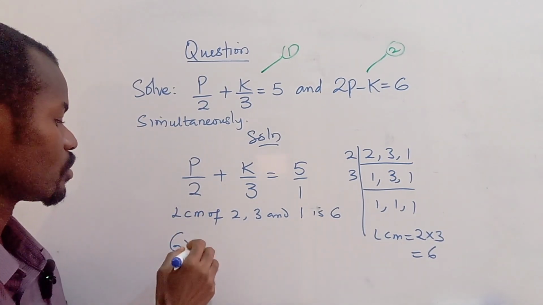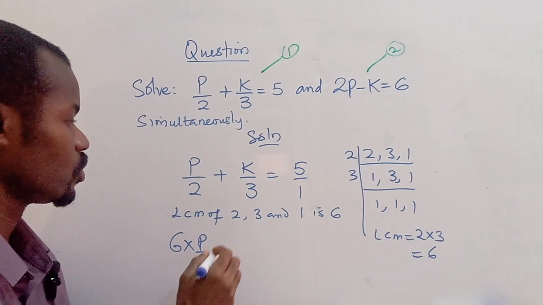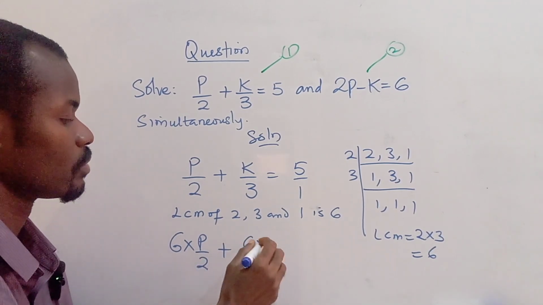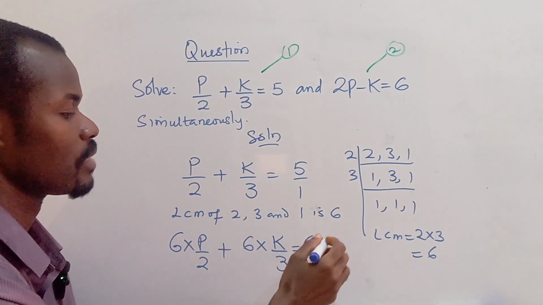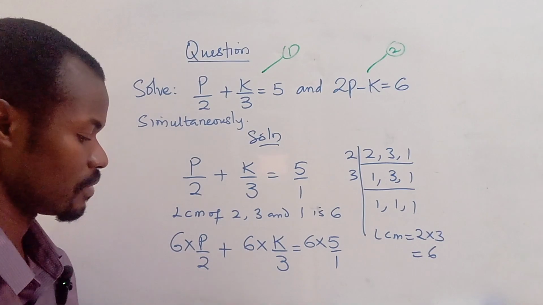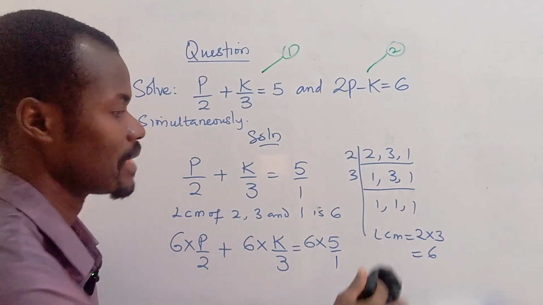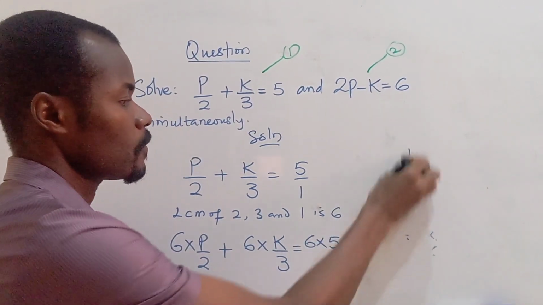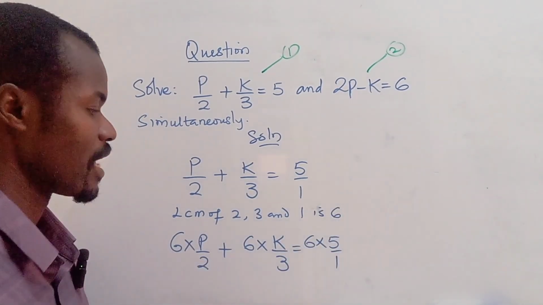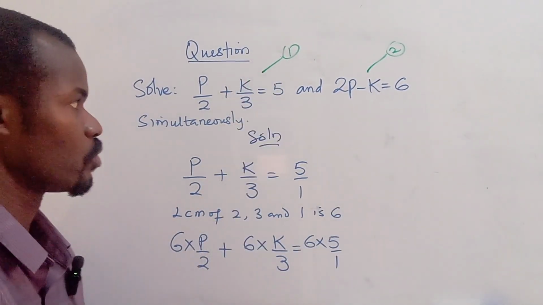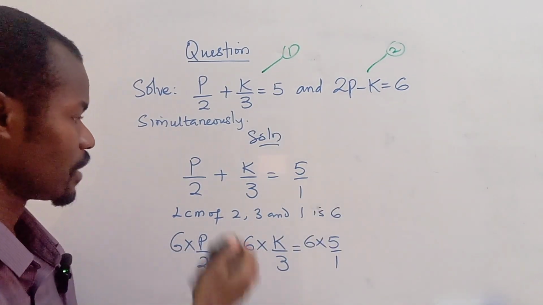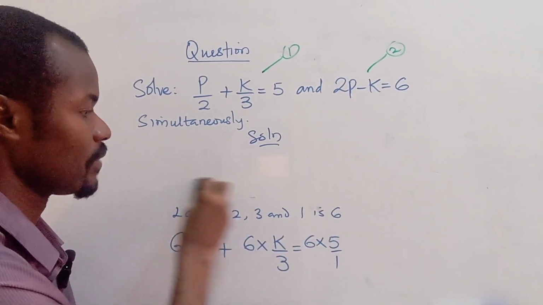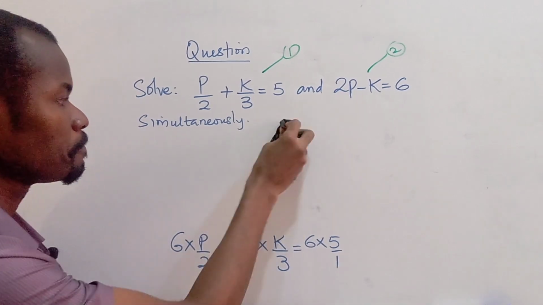So 6 is going to multiply P over 2, plus 6 is going to multiply K over 3, and 6 is going to multiply 5 over 1. Okay, so let's see what that gives us. So when we do that, we can express the first equation in this form. So let's multiply and see what it gives us right away.